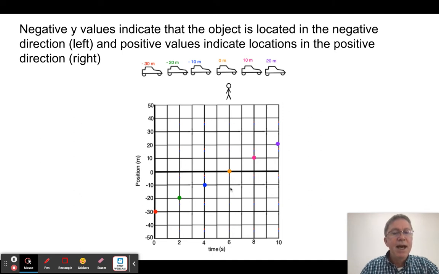And at time t equals 6 seconds, it was directly in front of the observer, not to the left or not to the right. So the position would be then 0, not to the left or not to the right. 2 seconds later, then it's 10 meters to the right, and then it's 20 meters to the right. So these values are telling me where it is at given points in time.